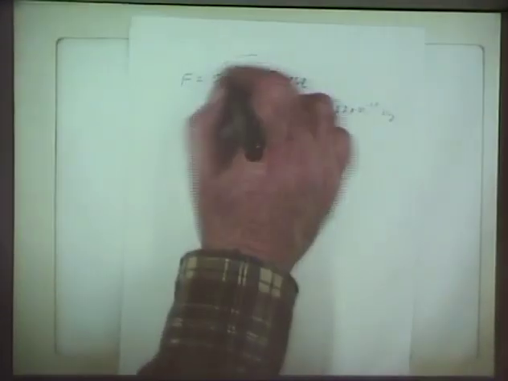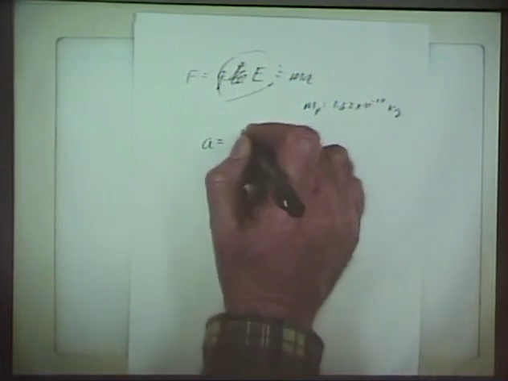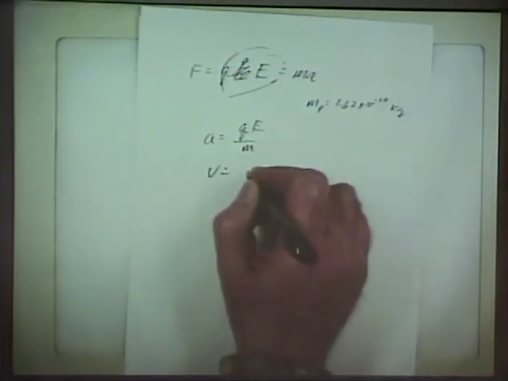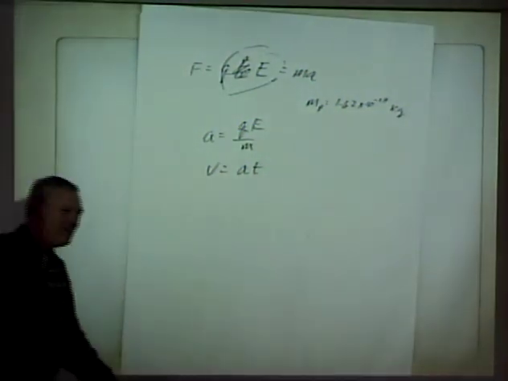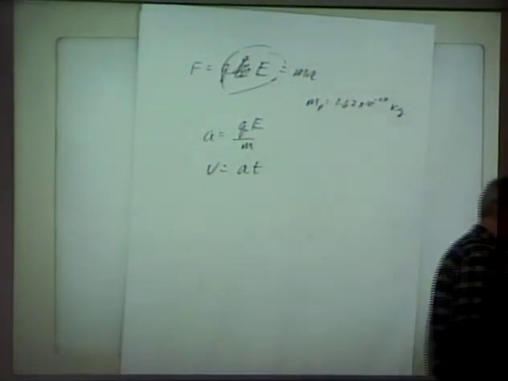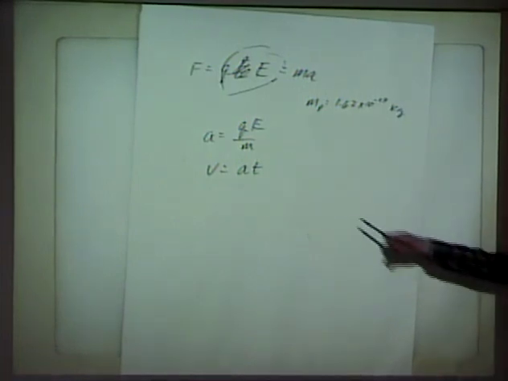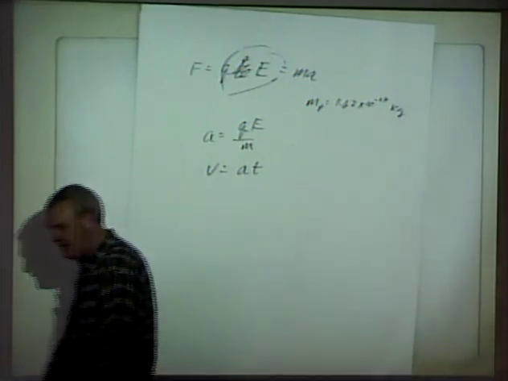So this was your answer to the first part, and the answer to the second part: A is equal to QE over M, and then the final velocity is equal to AT. I got a lot of 1/2 AT squareds, but that's a distance thing, remember? So you take QE over M times the picoseconds that they gave you, and there you go.